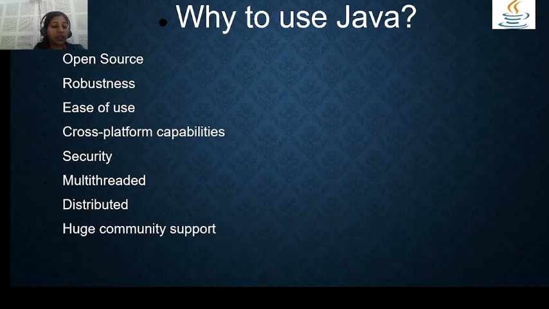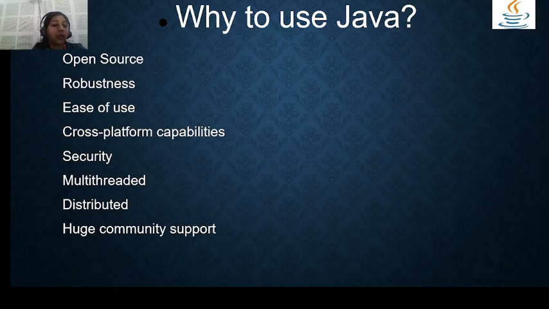Okay, so the next is distributed. Java allows distributed systems, that is client and server communication. It has built-in networking support, so Java makes it very easy to develop any application for corporate use.